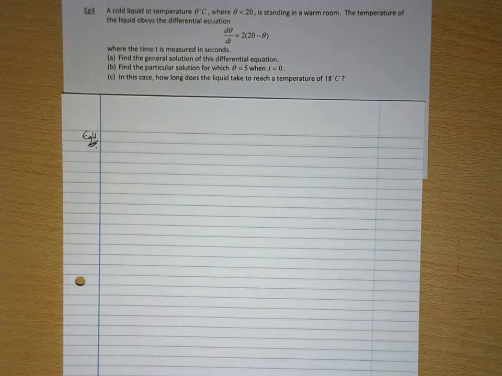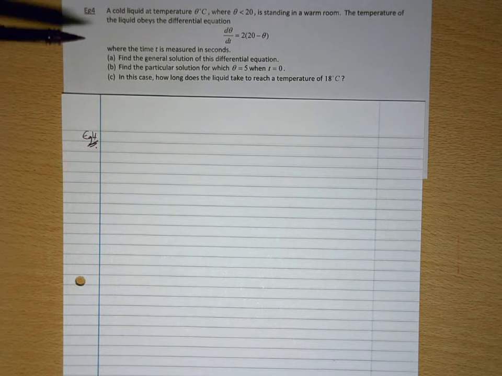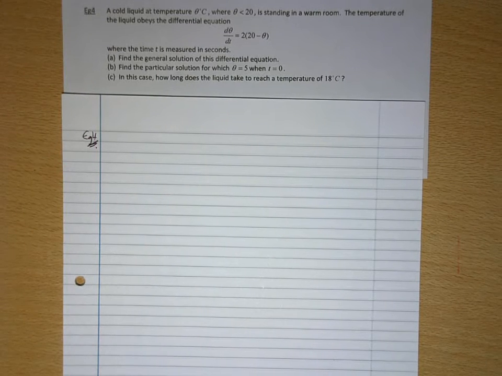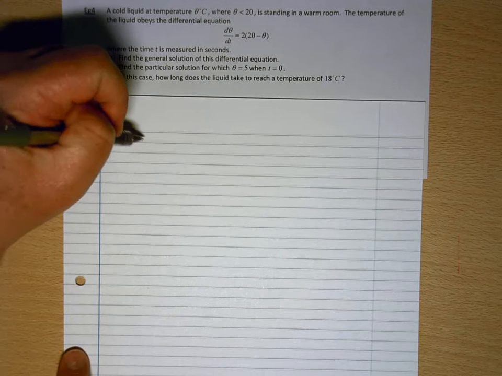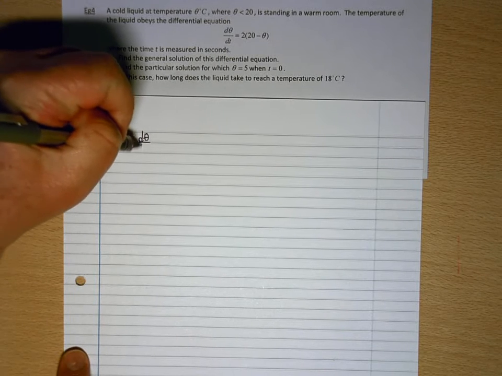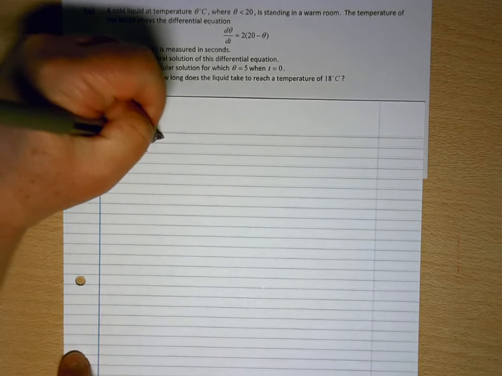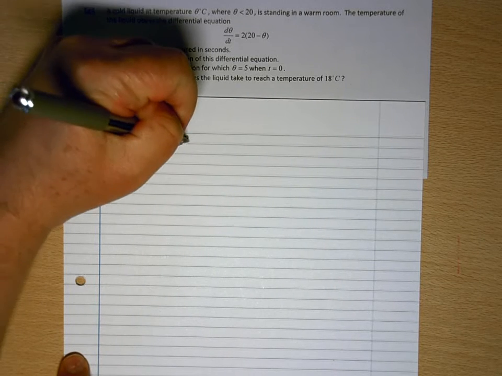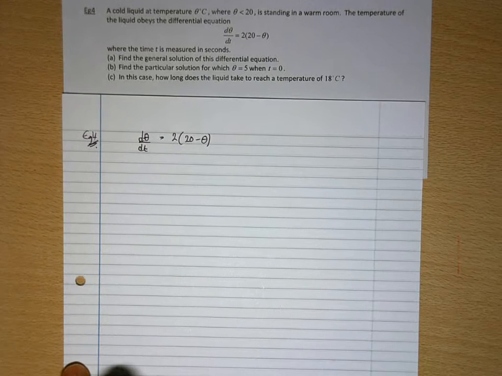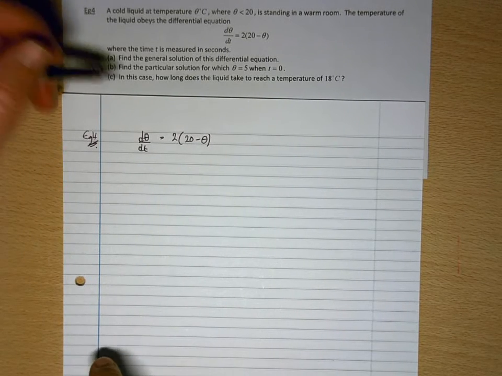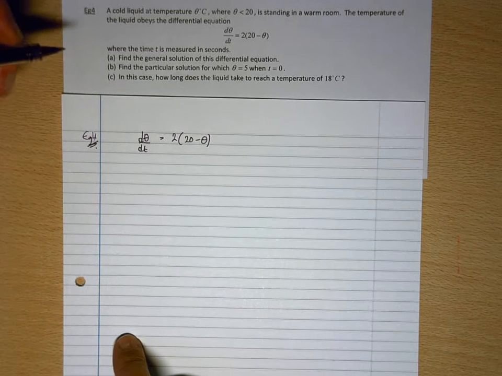Okay, so Eg4, another contextualized question. A cold liquid at temperature theta degrees centigrade, where theta is less than 20, is standing in a warm room. The temperature of the liquid obeys the differential equation d theta dt, so there's my rate of change, how the temperature changes with respect to time, equals 2 bracket 20 minus theta, where t is measured in seconds. So the first thing, find the general solution of this differential equation.